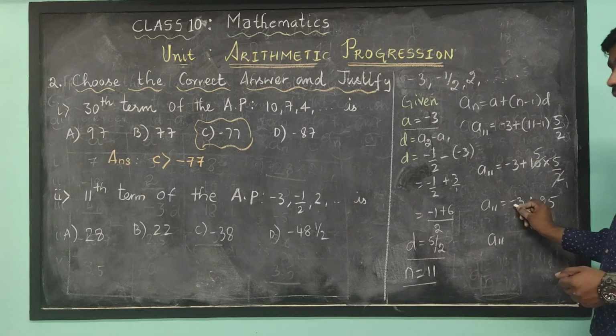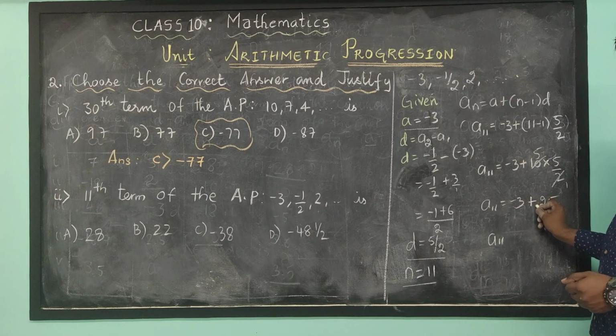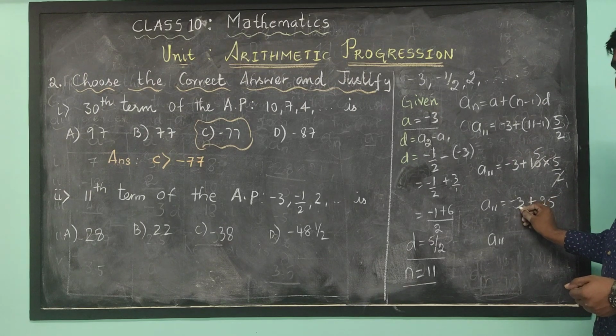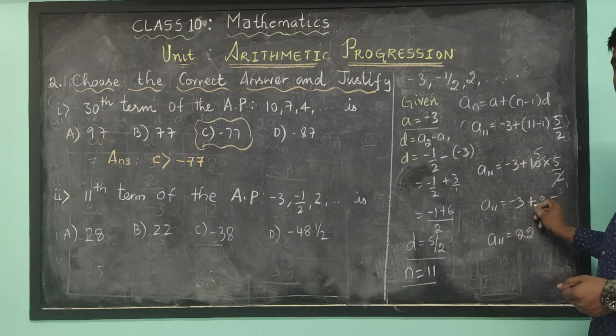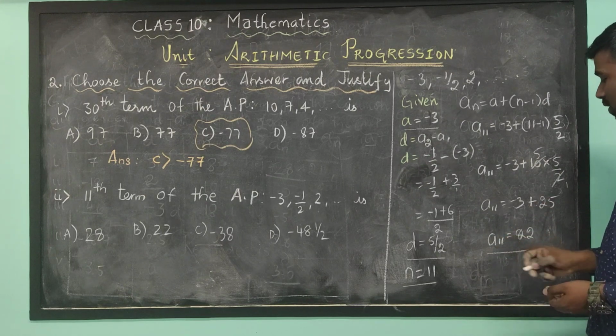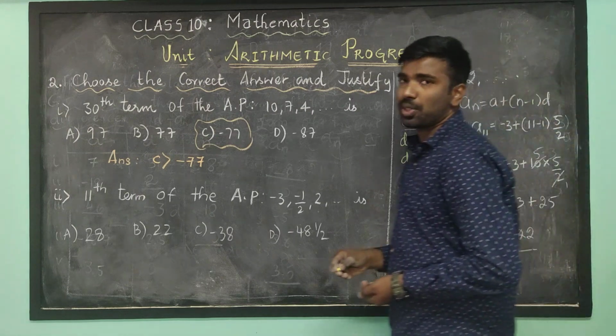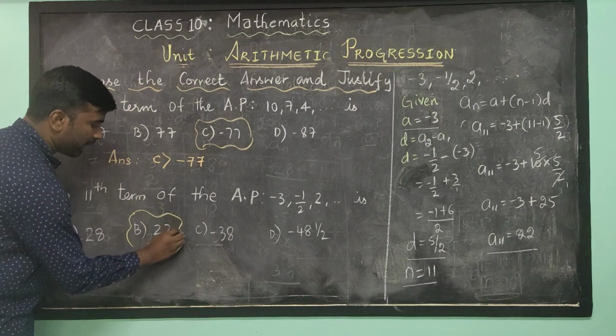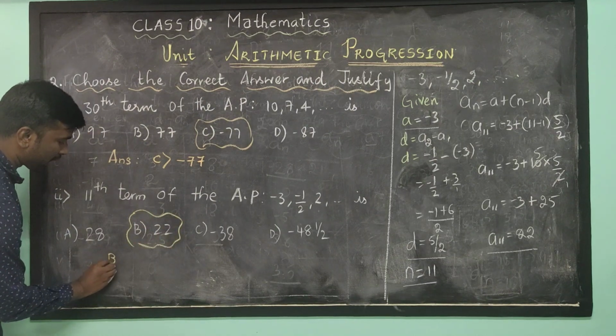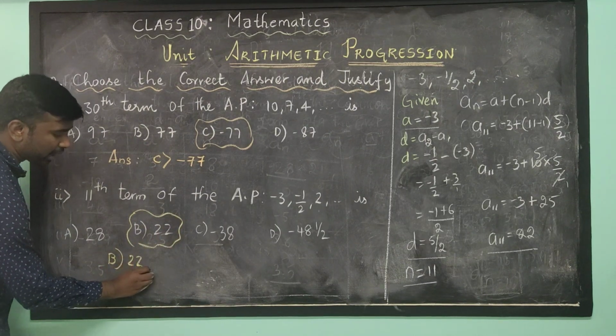A11 equals again a negative number and positive number, subtract and put bigger number sign. 25 minus 3 is 22. So bigger number sign is plus. So A11 equals 22. What is the correct option? It is option B, 22. The correct answer is option B, 22.